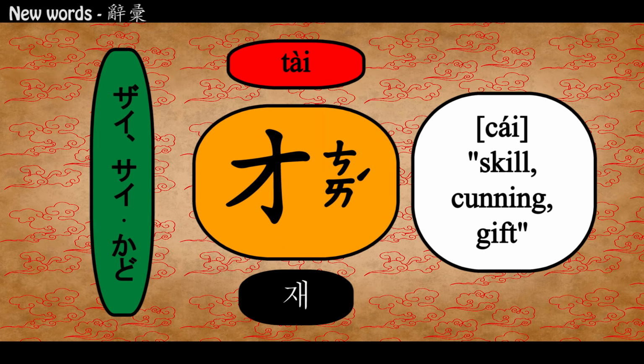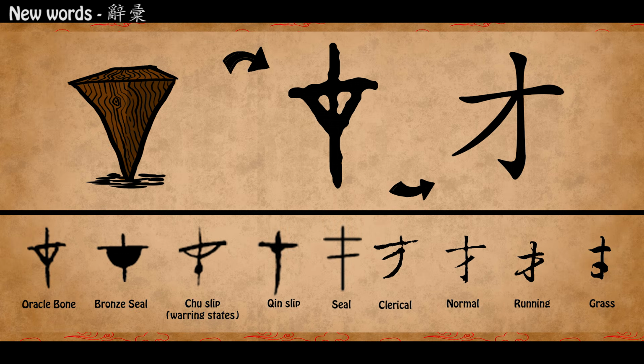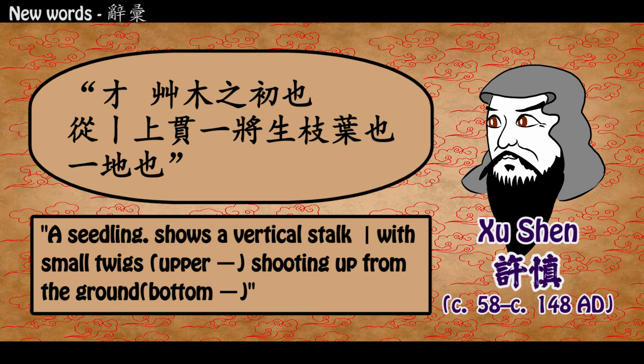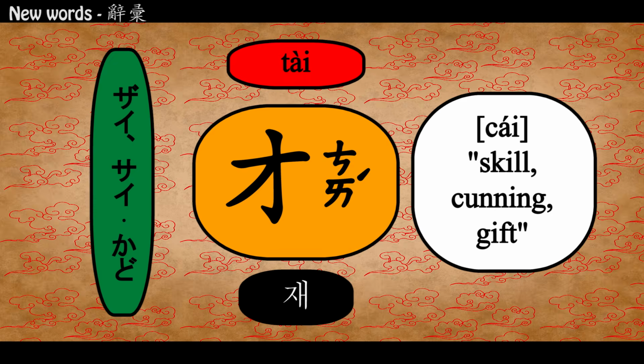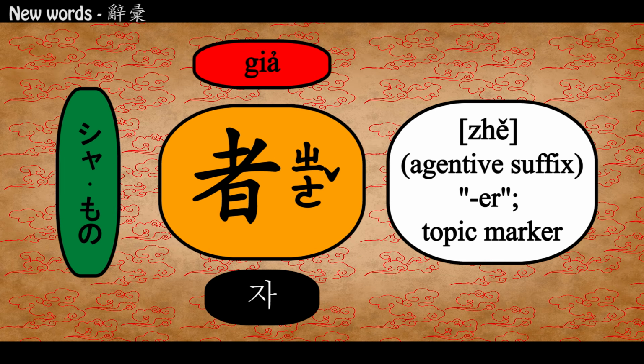Cai, skill, cunning, gift. A drawing, but of what is still up in the air. Some say it's a wooden stake, others that it is a peg, others say it's the handle of a polearm. Xu Shen saw a seedling or a shoot growing out of the ground. Whatever the character showed at the start, it was borrowed to write the word cai, skill, cunning or gift, as in someone gifted.